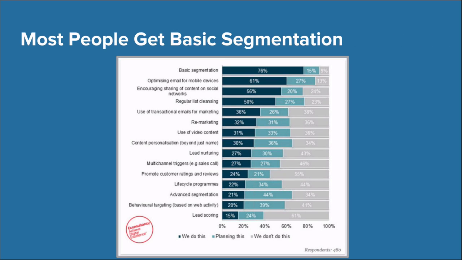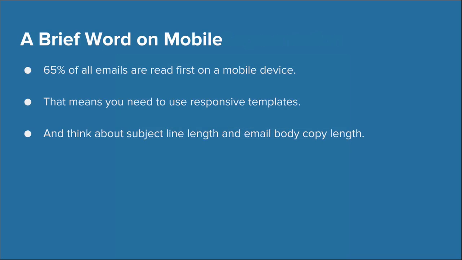And most people get basic segmentation. This is a survey from eConsultancy that came out earlier this year, which shows that 76% of respondents were already using basic segmentation, and 15% were planning to do it in the next, I think, 12 months. So that's going to push basic segmentation well into the 90s, about 91%. And so it's really becoming utilized in every aspect of marketing.